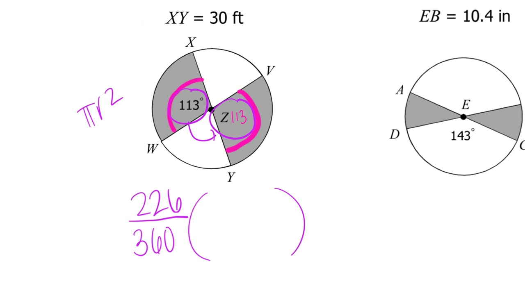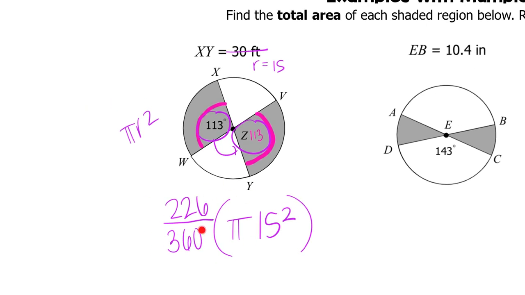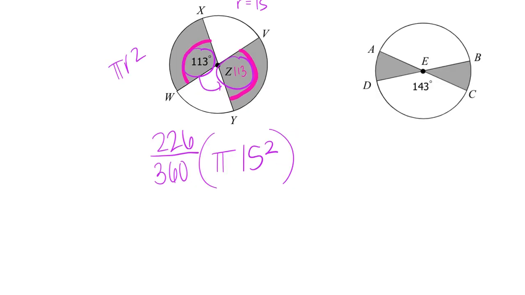Now, the radius here is not 30. See how it says XY? XY is 30. That's the diameter. So the radius would be half of that. It would be 15. So we're going to do pi 15 squared here. And this setup here is going to give me the total area of both of these sectors combined. And that's what we want. So you can type that into your calculator, and it should be about 443.7.